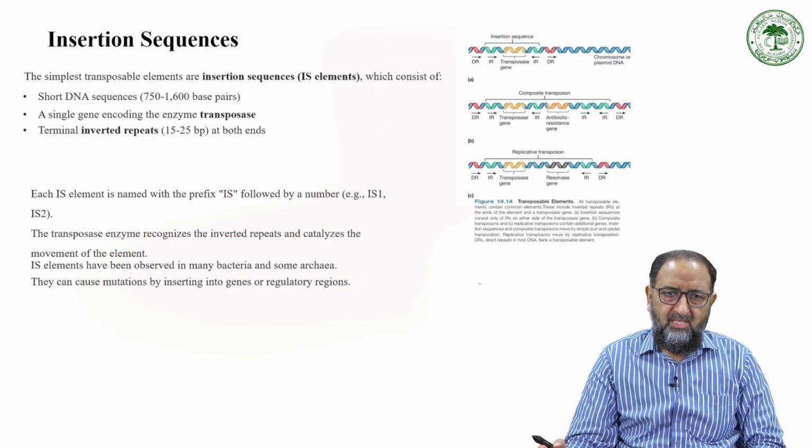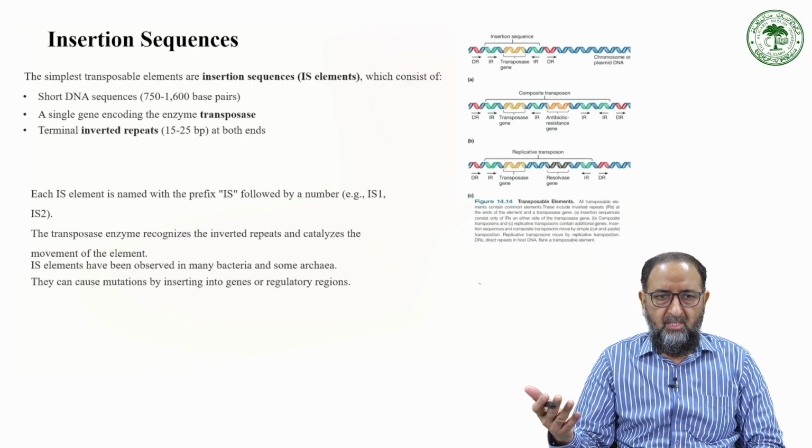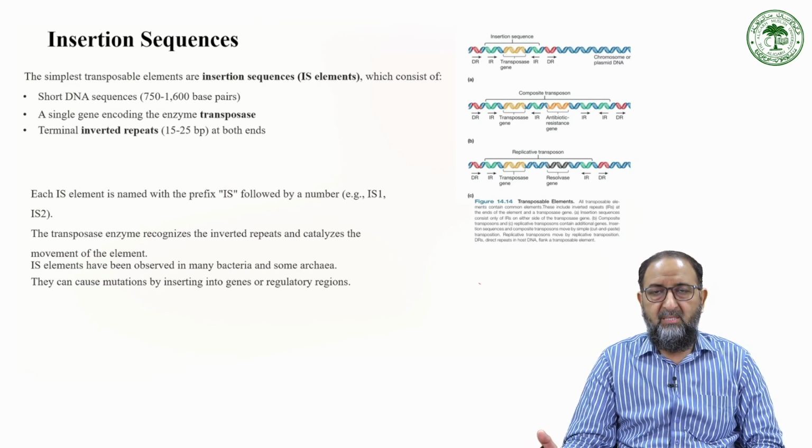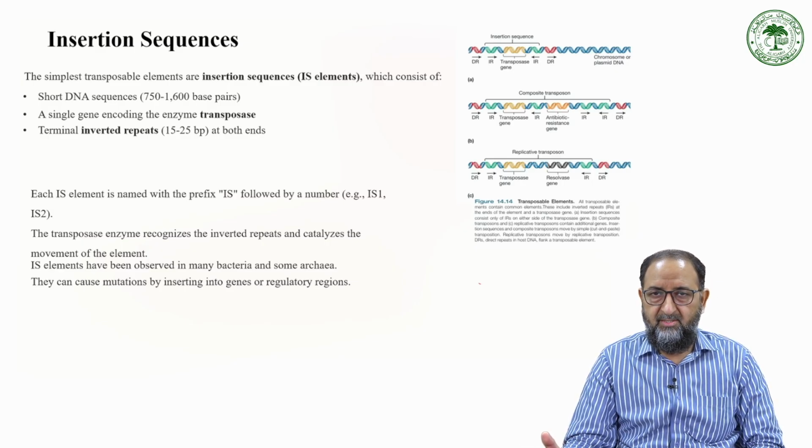Now, the transposase gene which is present in the IS element recognizes the inverted repeats and then catalyzes transposition, the movement of the element. IS elements have been observed in many bacteria, and in some archaea also. They can cause mutations by inserting into genes or regulatory regions.